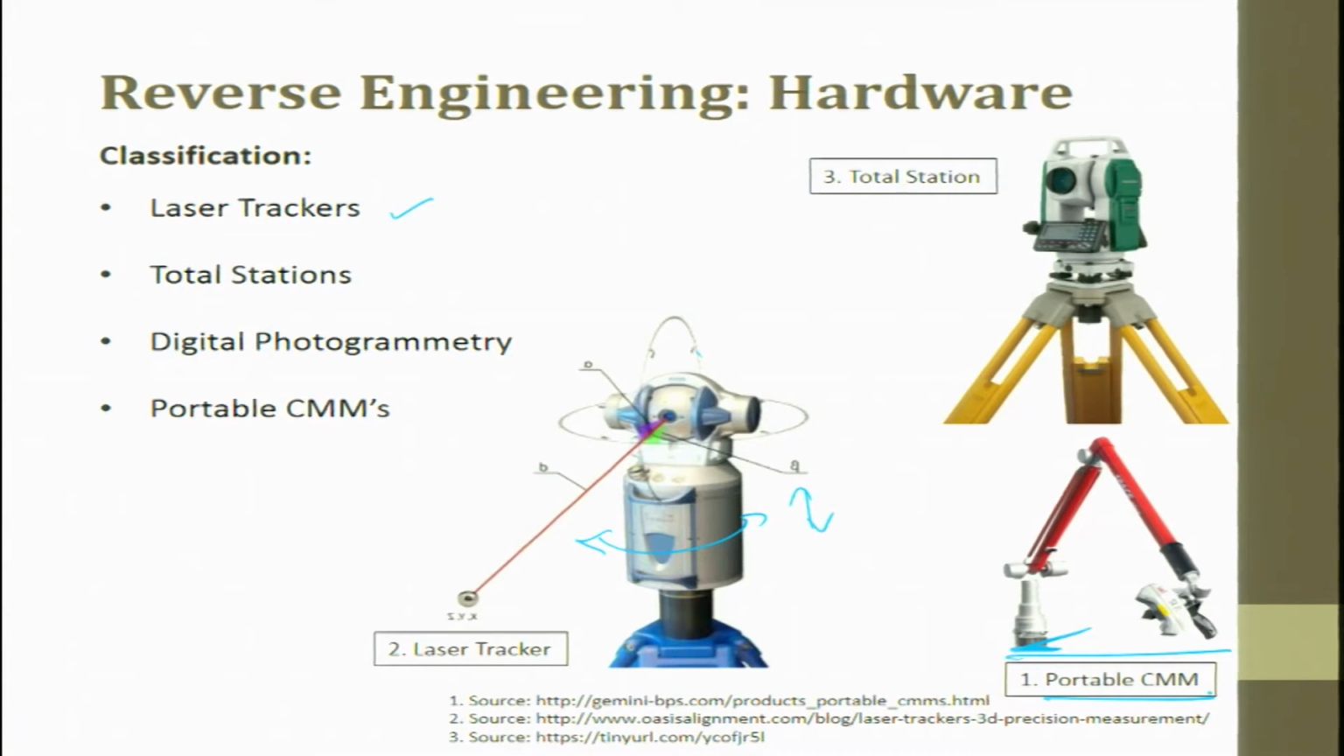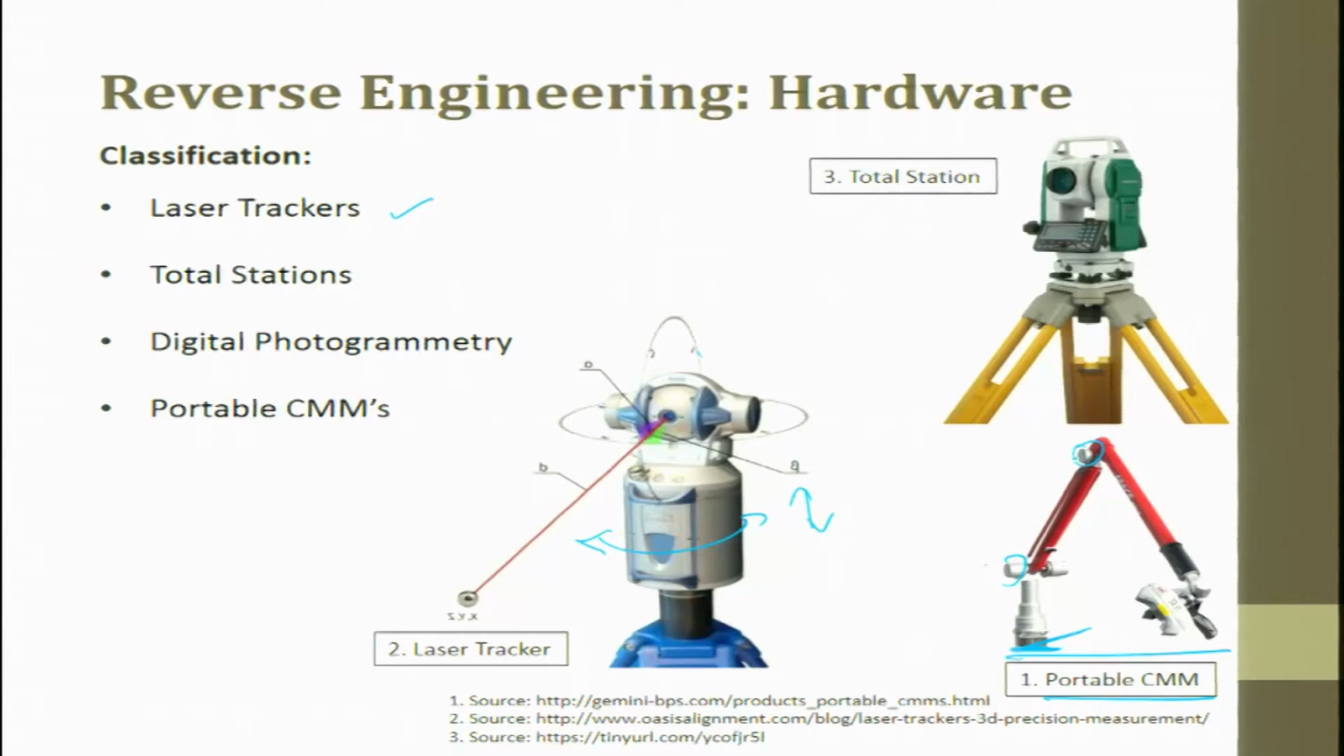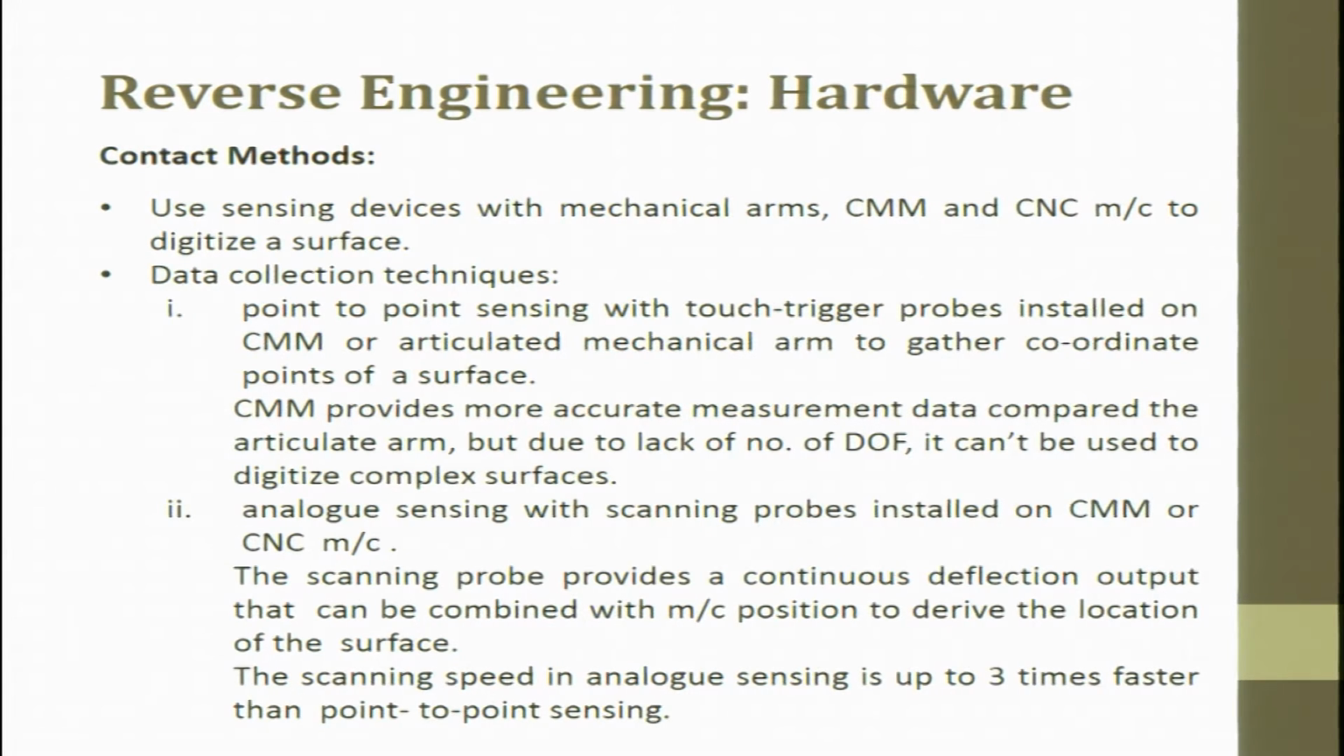With a portable CMM, you can take the CMM to any place, put it on any surface, make that surface flat, and then calibrate your CMM data points, and then you start measuring. The encoders over here take all the error, calibrate it, and then start taking measurements. The contact type uses sensing devices with a mechanical arm, CMM and CNC machine to digitize a surface. Even a CNC machine can be used to digitize a surface, very easy.